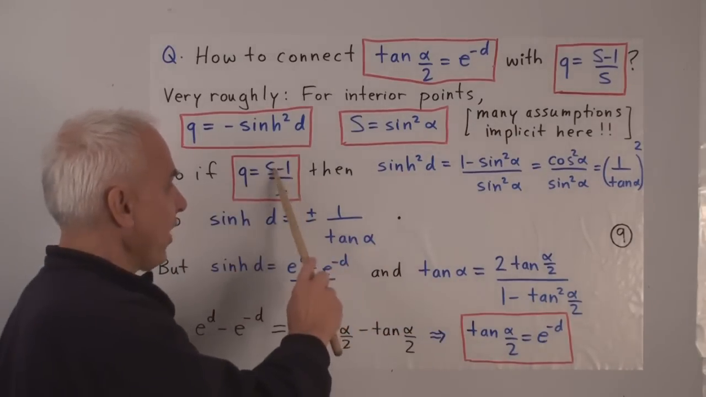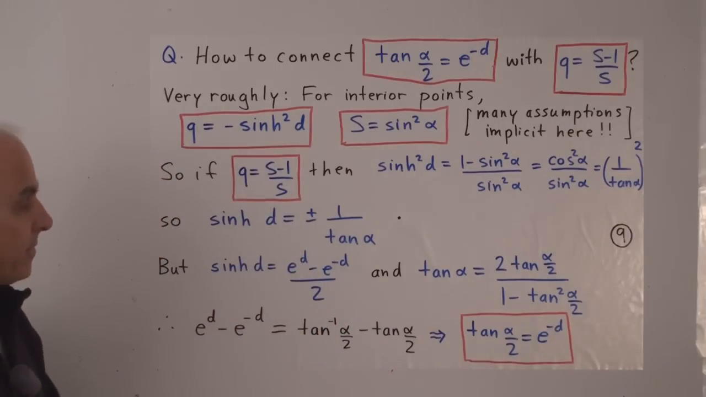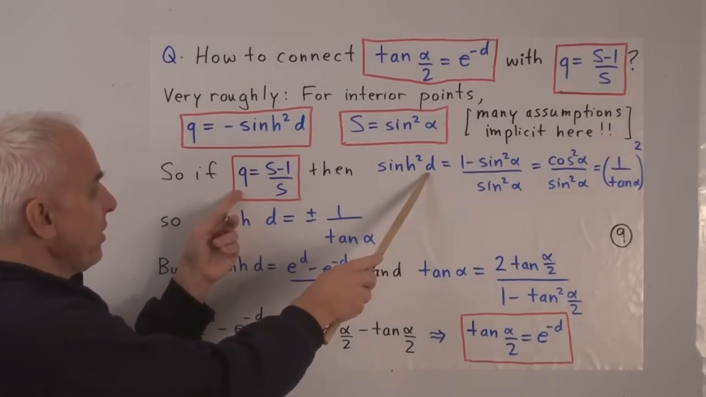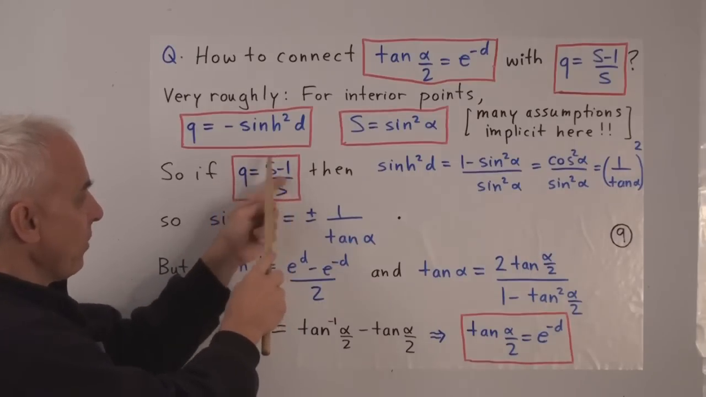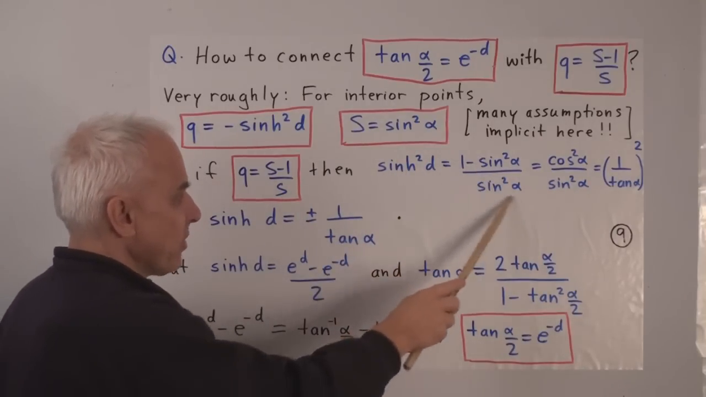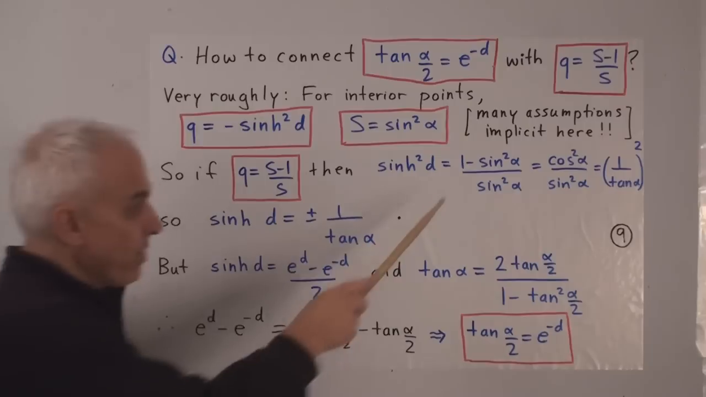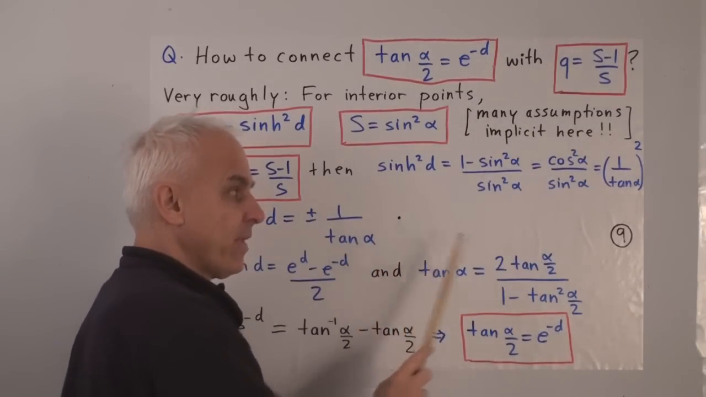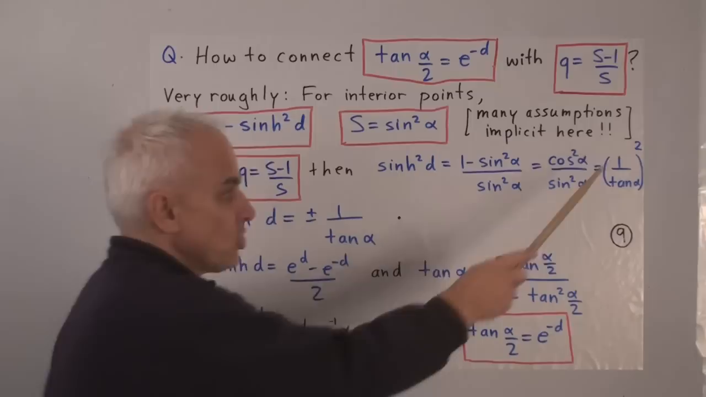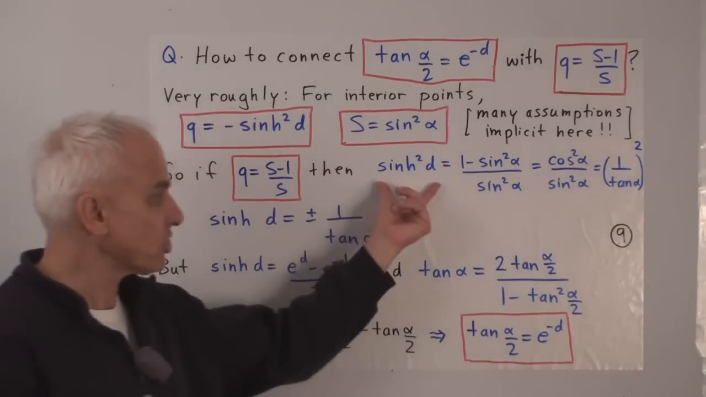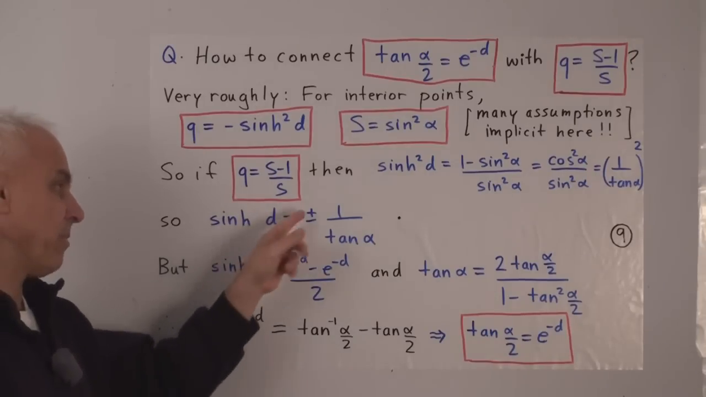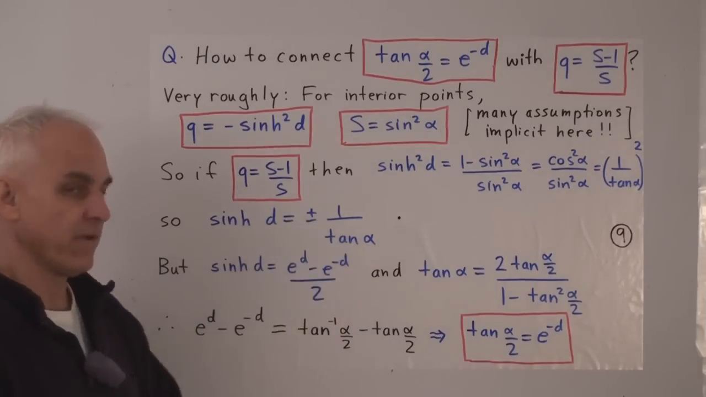So if Q equals S minus 1 over S, then it's saying that minus sinh squared, or sinh squared, equals, well, I'll put a minus sign here to make that 1 minus S. So 1 minus sine squared alpha divided by sine squared alpha. Now 1 minus sine squared alpha is cos squared alpha, and then this is all the reciprocal of tan alpha squared. So we have sinh squared D equals 1 over tan alpha squared, meaning that sinh D is going to be plus or minus 1 over tan alpha.